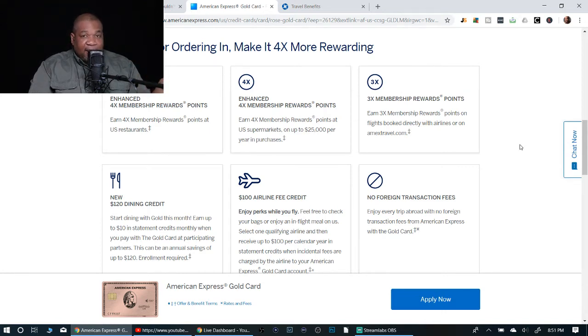I will add the AMEX Business Gold card as well. We'll look over that one. I haven't even looked at that card yet, so this is going to be the first time that I look at it. But we'll go over that one as well.